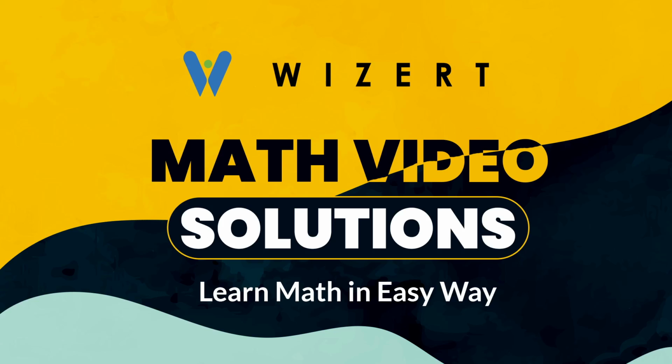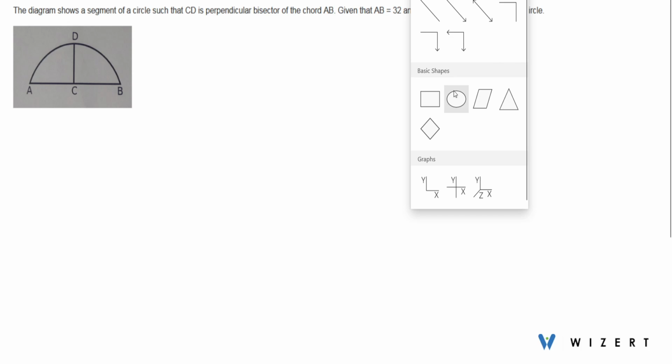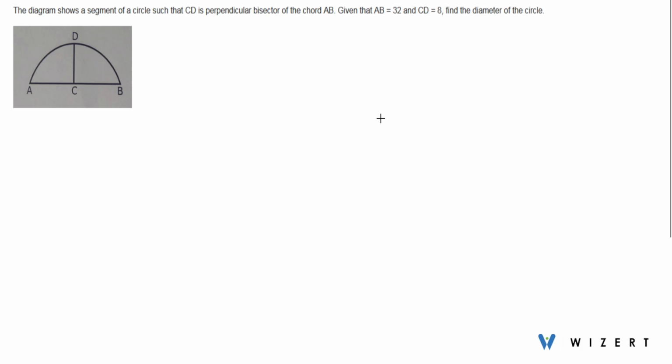So let's begin. According to the question, we have been given a diagram which shows a segment of a circle such that CD is the perpendicular bisector of the chord AB, and given that AB equals 32 and CD equals 8, we have to find the value of the diameter of the circle. For this we have to draw some construction.